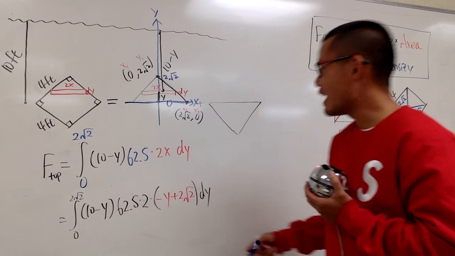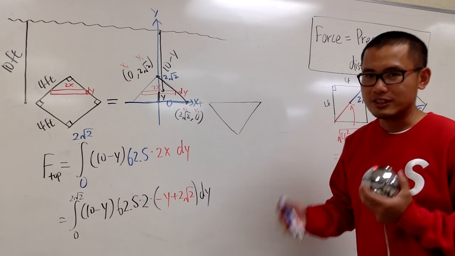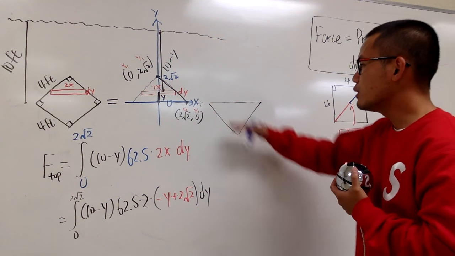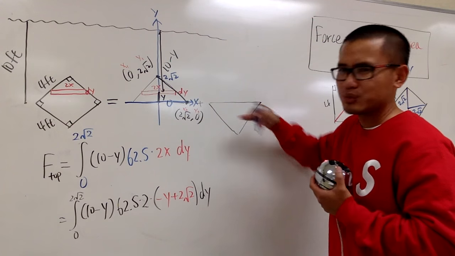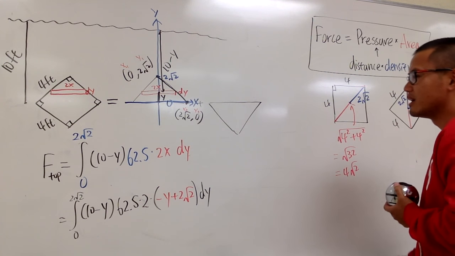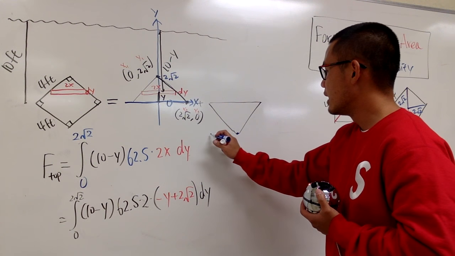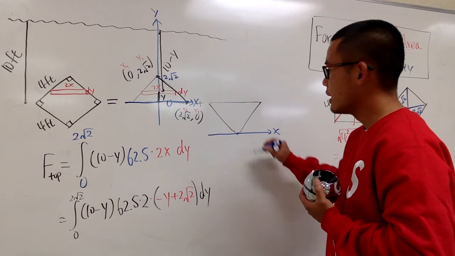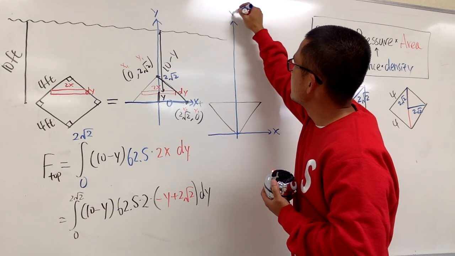Okay, now for this one, I will choose a different reference frame because if I choose this way, it's actually easier. You can still do it right here, but you have to do 10 and then plus y. It's slightly harder. Anyways, I will choose the bottom here as my horizontal x-axis, all the way down here. And from here, of course, that will be the y.